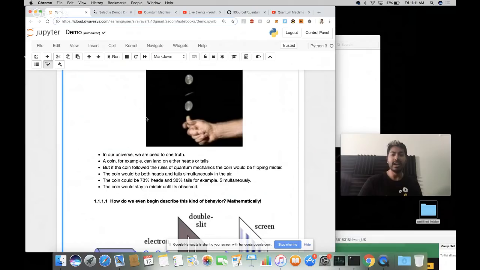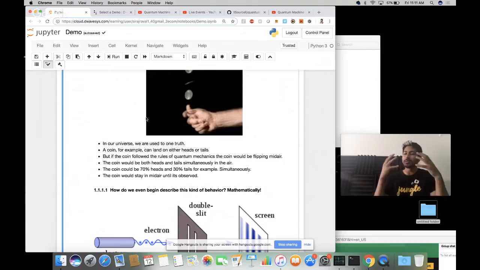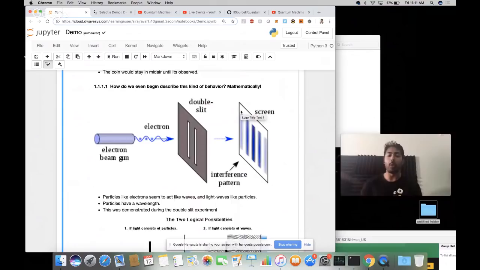So how do we describe this kind of crazy behavior, right? This is wild. Well, it turns out we can describe this behavior mathematically. And this is what quantum mechanics is all about.